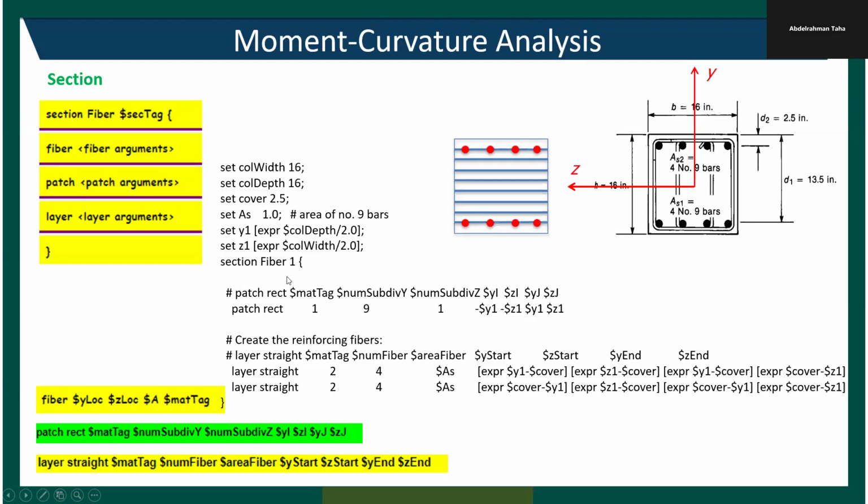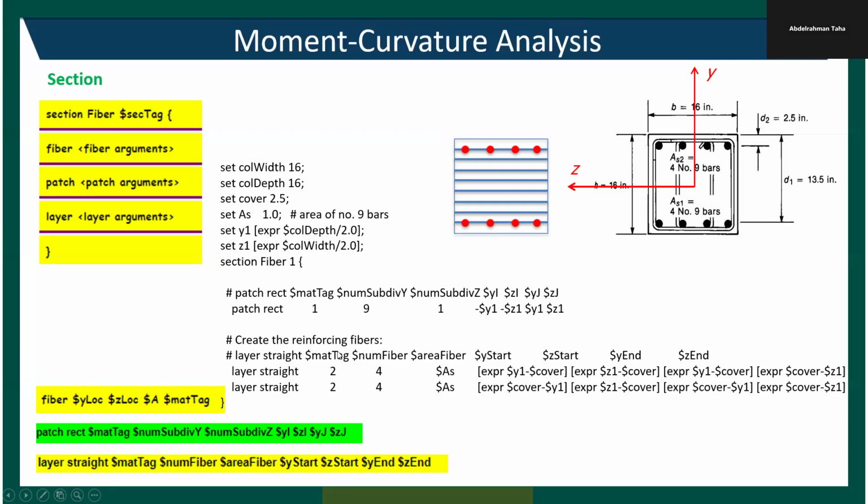And then we can define the section fiber. This is the tag. It has to be unique. So if you have different sections, you need to give each one a different tag. And then, we can define the concrete using the patch rect. Give it a tag. I'm sorry, this is the material tag of the concrete, not a tag for the patch. This is the material tag that you defined already, and then the number of subdivisions in the y and z directions, and then the coordinates of the first and end nodes.